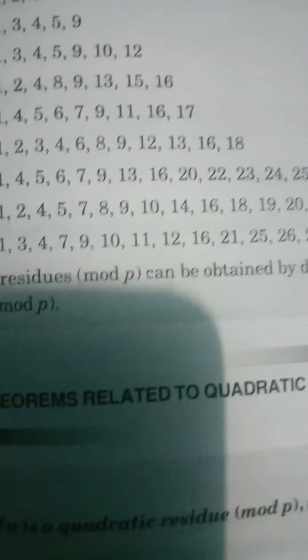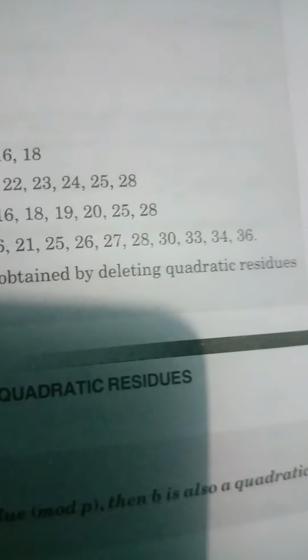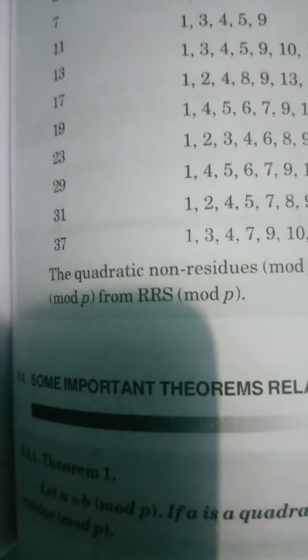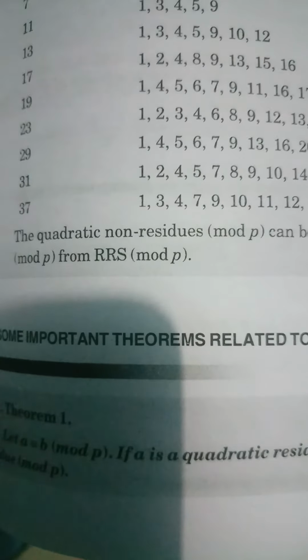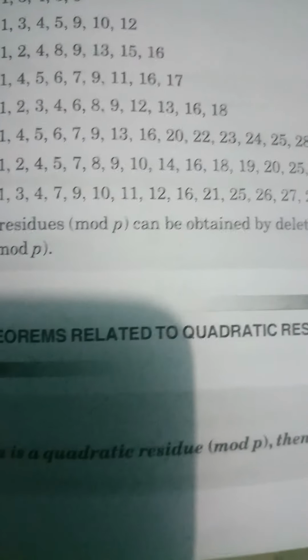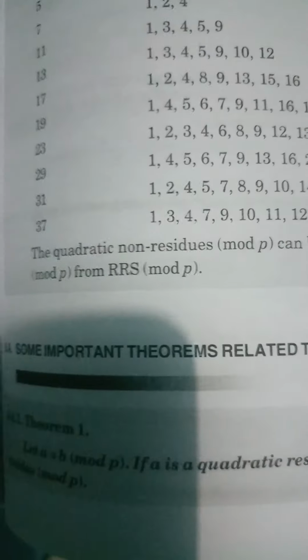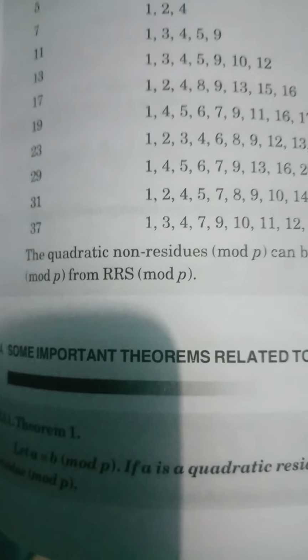quadratic residues. The quadratic non-residues mod P can be obtained by deleting quadratic residues mod P from RRS mod P, ठीक है. नॉन रेजिड्यू को डिलीट कर दो.